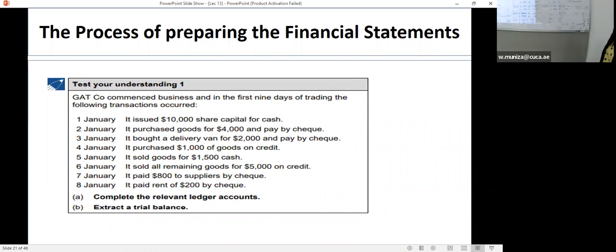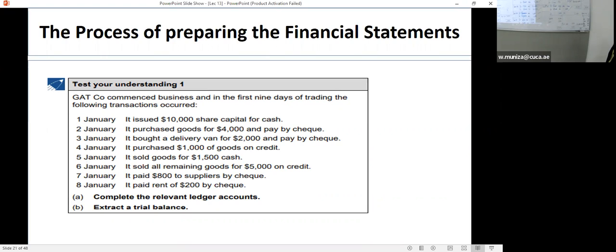Wait. Debit, cash, credit, capital, okay. 10,000 purchases plus 4,000 pay by check, purchases bank 4,000, delivery van 2,000. In non-current asset students, what balance did you get? 2,000. It's 2,000 students. 2,000 debit, okay, non-current asset debit.